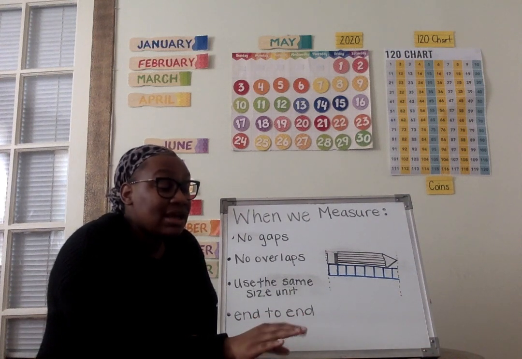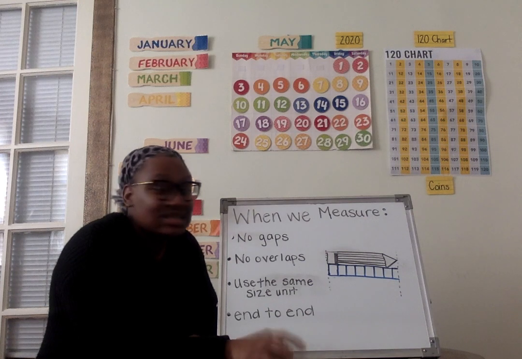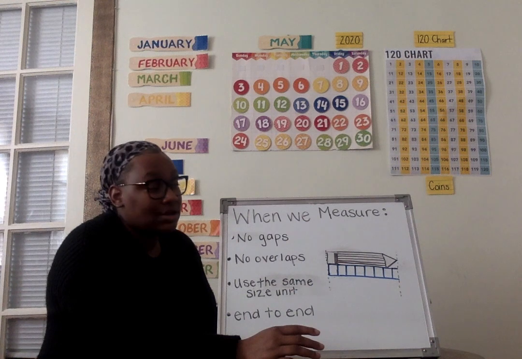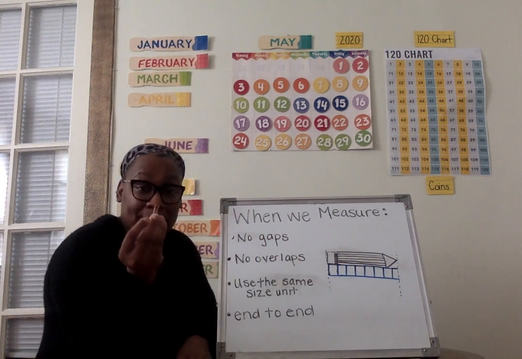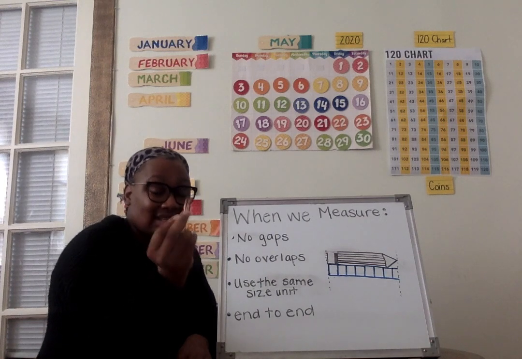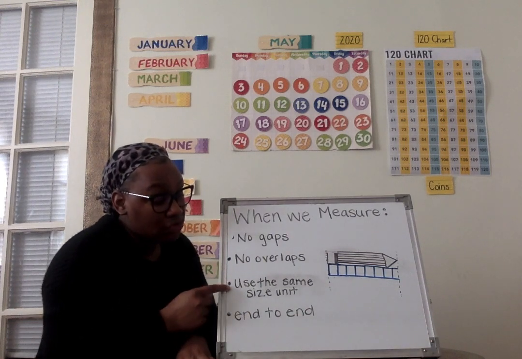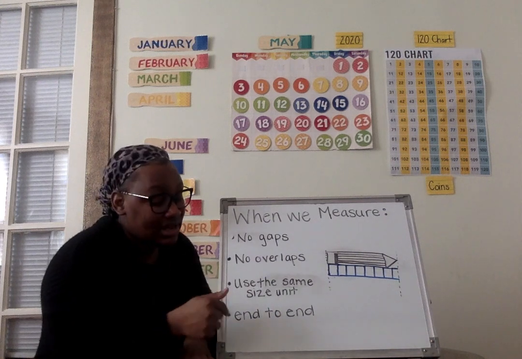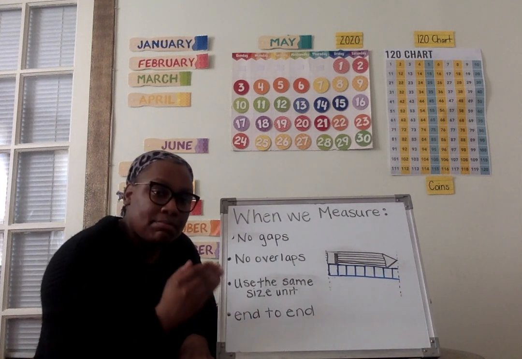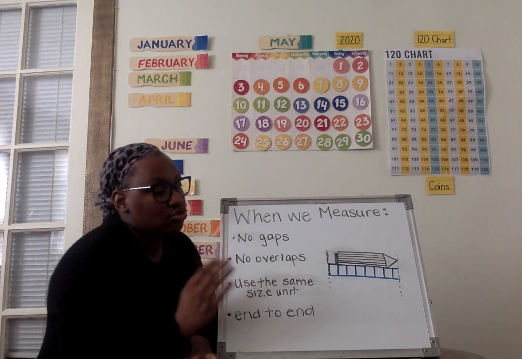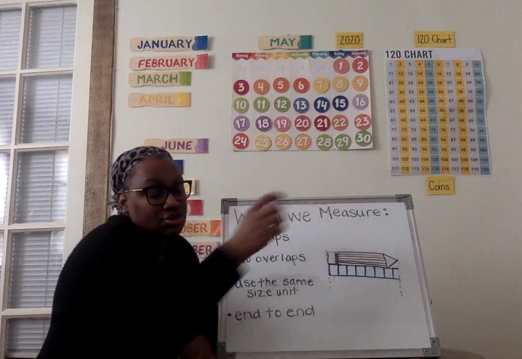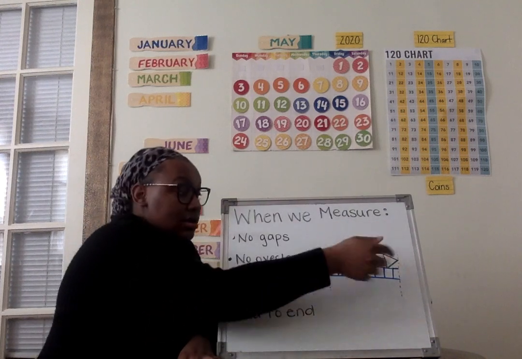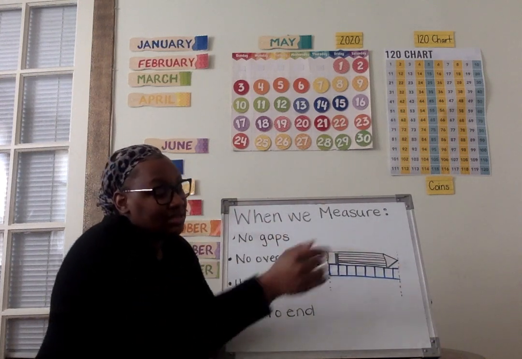And let's say I had little paper clips and big paper clips. I'm not going to use both my small paper clips and big paper clips to measure the same item. I want to make sure if I'm measuring my pencil and I want to use a small paper clip, I'm only using this size paper clip. So always remember to use the same size unit. And this is probably the most important tool to remember when you're measuring. You always measure from end to end.